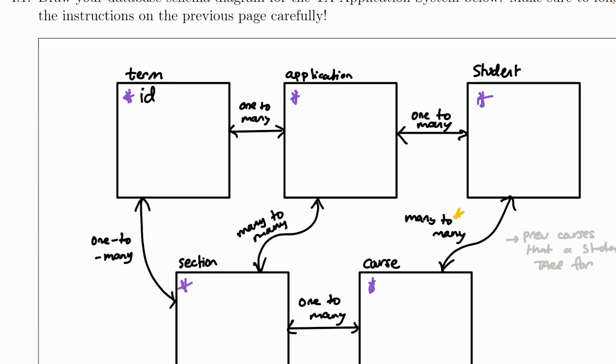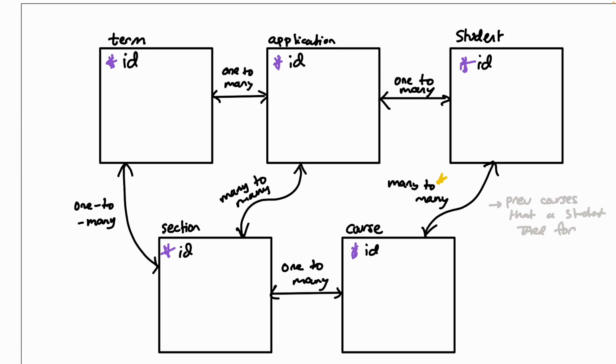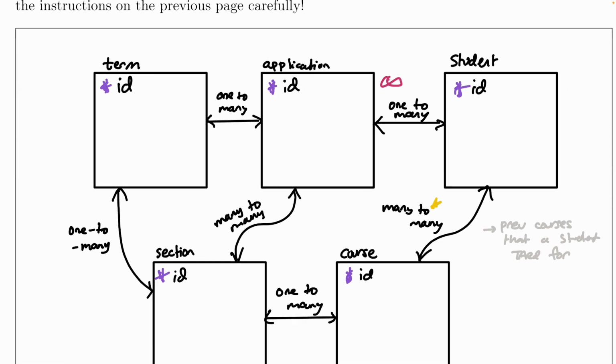So ID, and ID. And then for my relationships, I have a one-to-many where I have many applications for one. Yeah, I did it right. Many applications to one student. So I could add a foreign key that's like student ID.